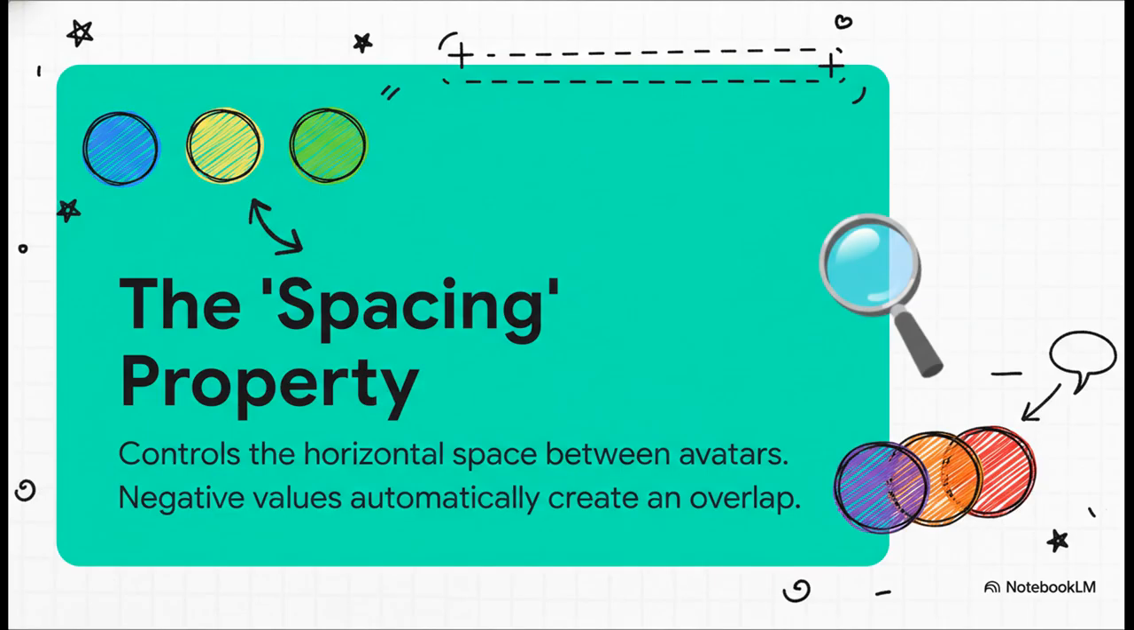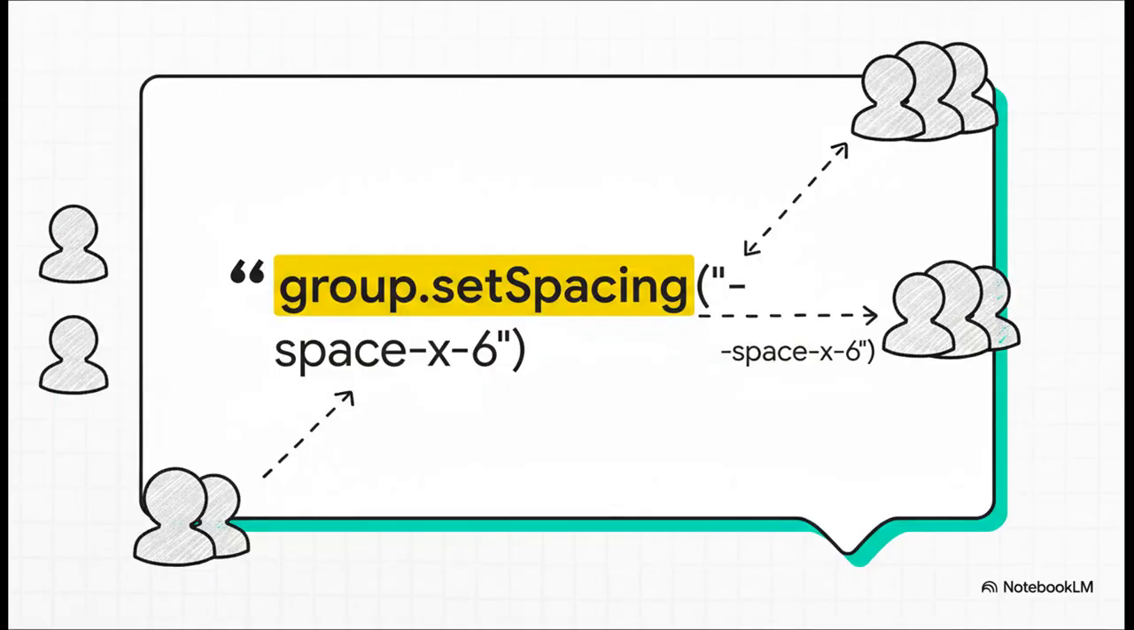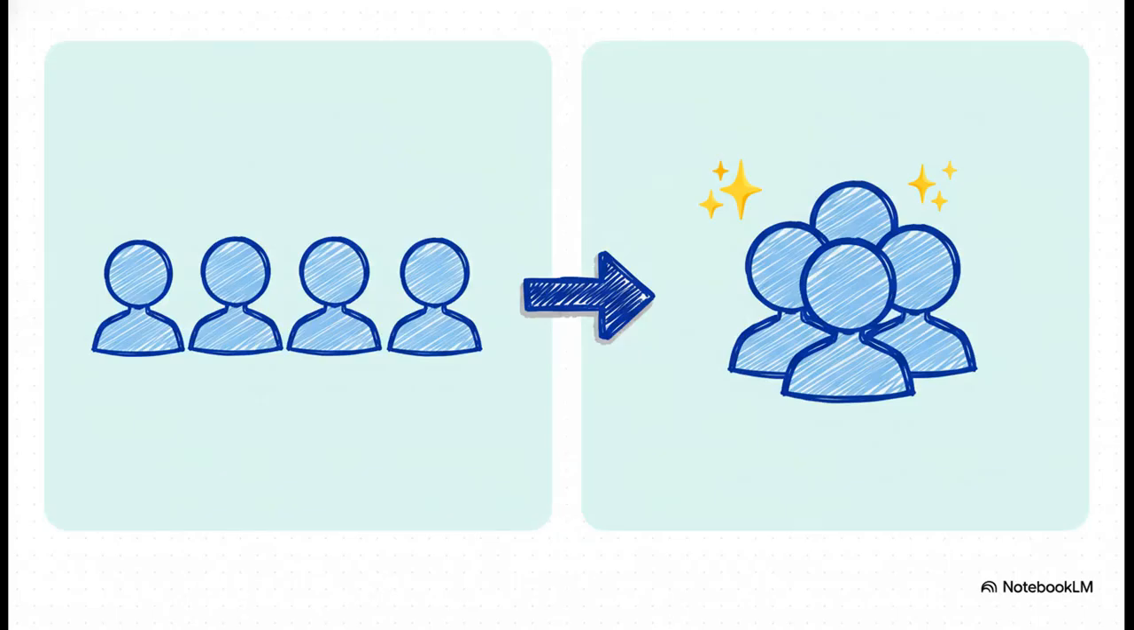This one setting defines the horizontal gap between each avatar. And here's the clever part, the real trick. You give it a negative value, and the component automatically creates that awesome overlap. And this is literally the line of code that does it. That -6 value just tells the group, hey, pull each avatar back a bit, right on top of the last one. It's that simple. And just look at the power of that one line.